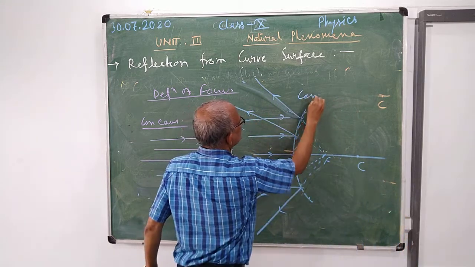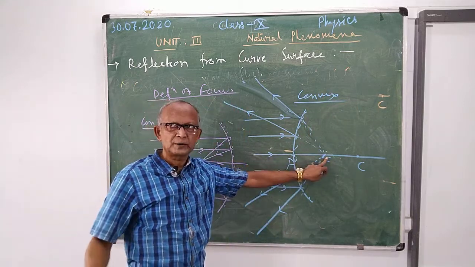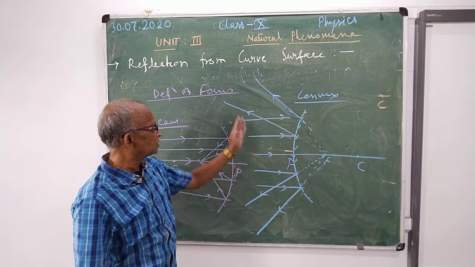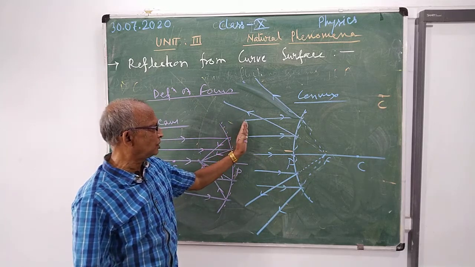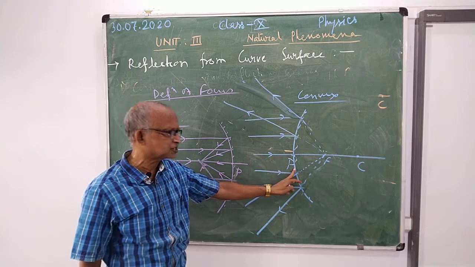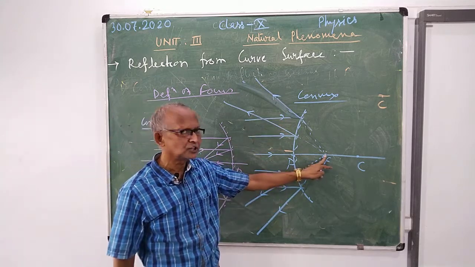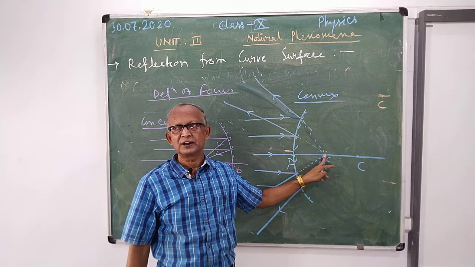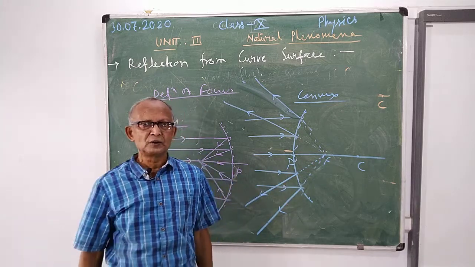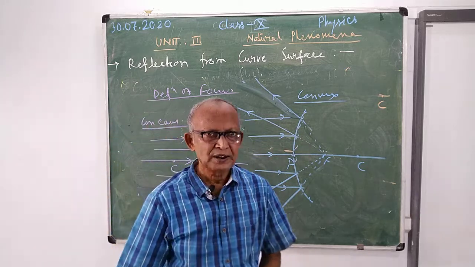Then how can we define the focus of convex mirror? You can check that when a beam of rays parallel to principal axis, after reflection from a convex mirror, seems to diverge from a point behind the mirror, and that point is called the principal focus of the convex mirror. Okay?